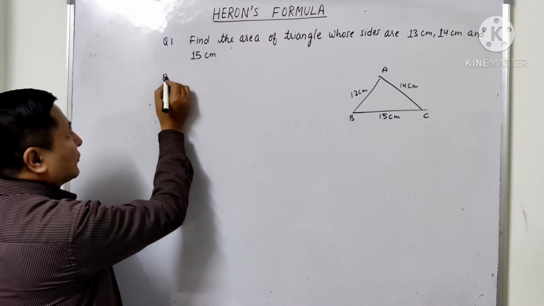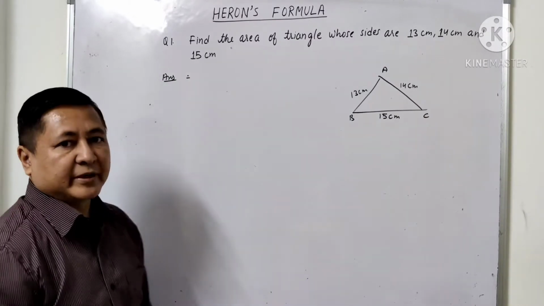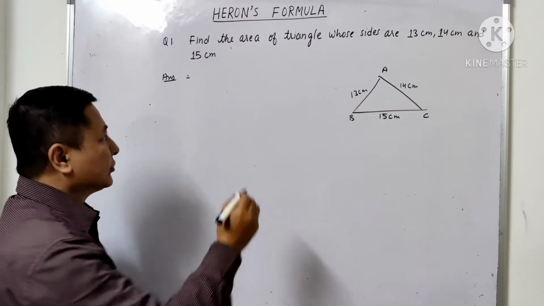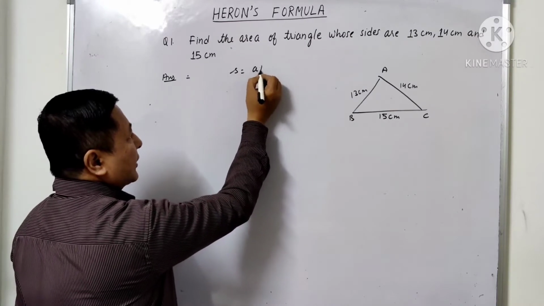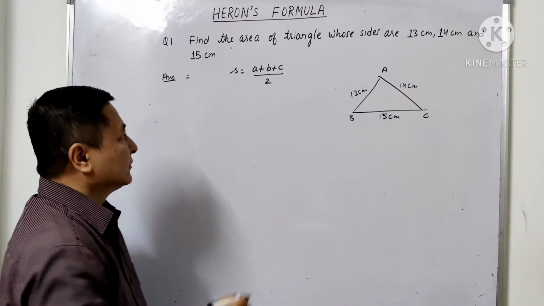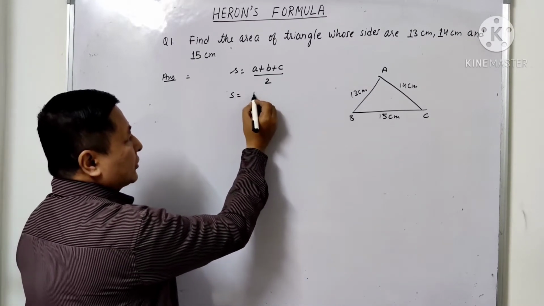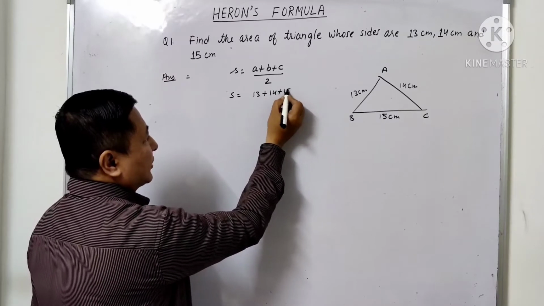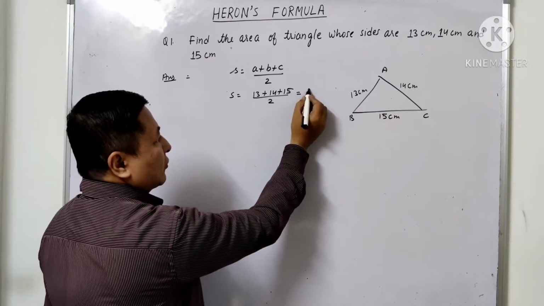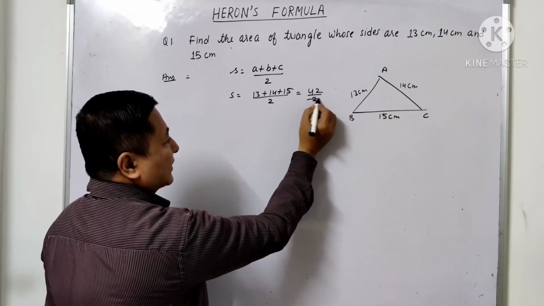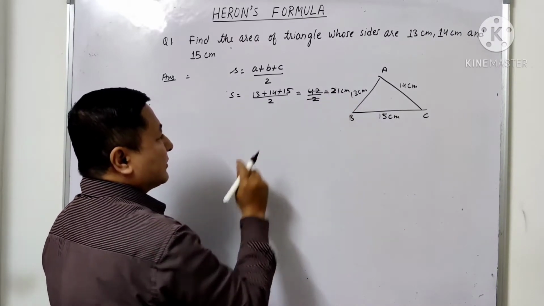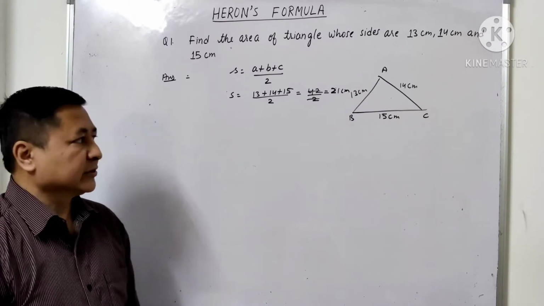Now the first thing we have to find is the semi-perimeter. Semi-perimeter is the sum of all the three sides divided by 2. So S is equal to A plus B plus C upon 2, where A, B and C are the sides of the triangle. So first we will find S is equal to 13 plus 14 plus 15 upon 2. 13 plus 14 is 27, plus 15 is 42. 42 upon 2 will cancel, this will become 21 centimeter. So semi-perimeter is 21 centimeter.